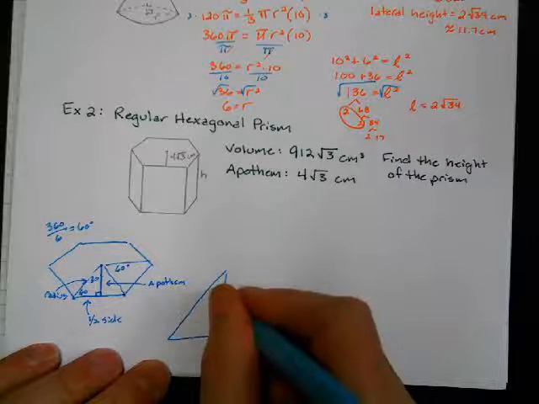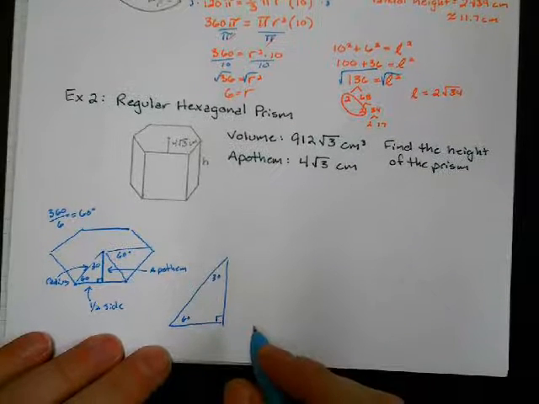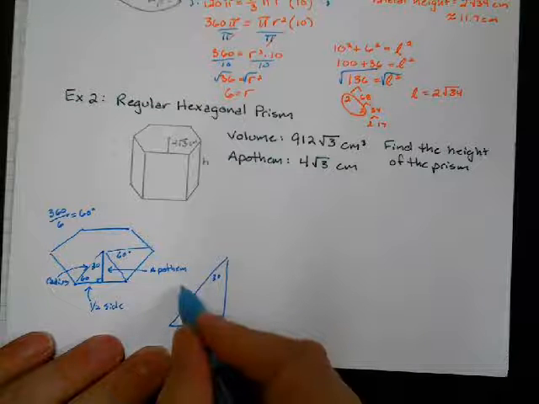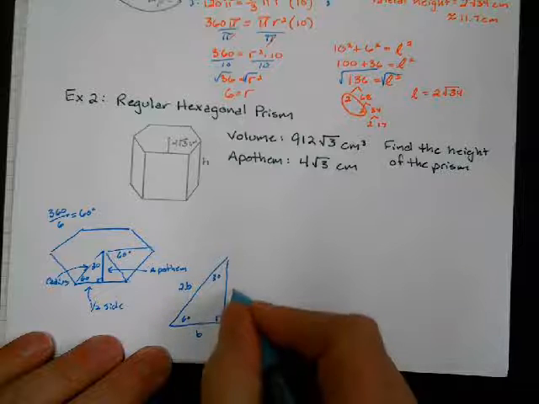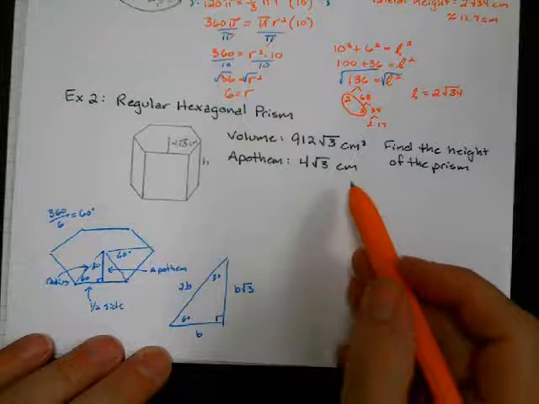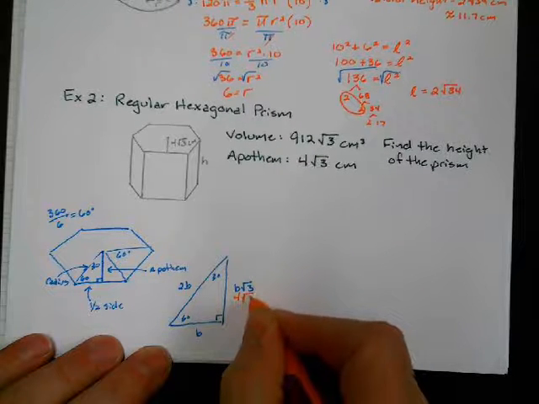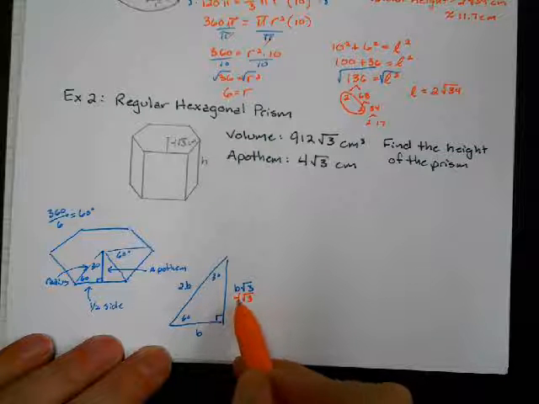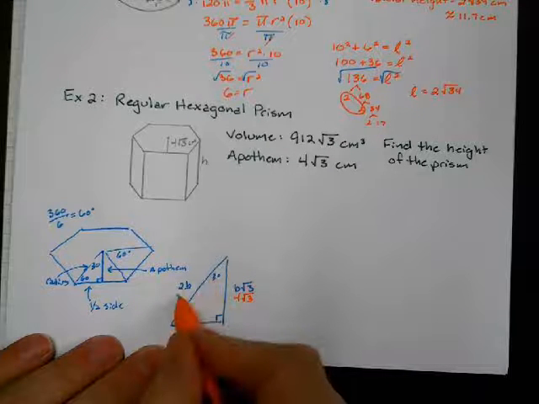So our 30 is here, our 60 is here, here's our 90, and we said in a 30, 60, 90 triangle that the side opposite the 30 degrees is B. The hypotenuse is 2 times B, so it's twice as big as that side. And then the other leg would be B times root 3. So in this problem, they're telling us this apothem, this part right here, is 4 root 3. So if B root 3 is 4 root 3, B has to be 4. And 2B would have to be 8.